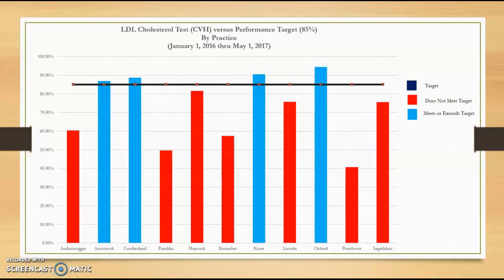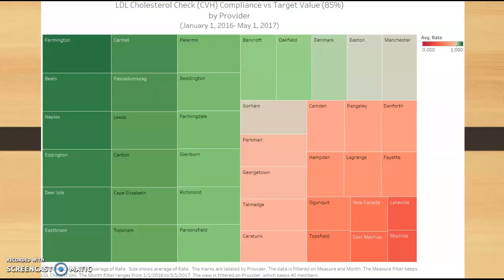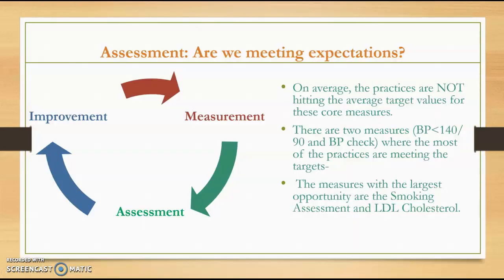The final graph looks at compliance for cardiovascular patients versus performance target, which is 85%. Again, just like the previous graph, there are only few practices who are meeting or exceeding the target, represented by the dark blue line. The provider heat map shows a lot of opportunity, as a lot of providers are not meeting the targets. Again, Machias, East Machias, and Lakeville being the worst offenders and furthest away from meeting that target. The next step is assessment.